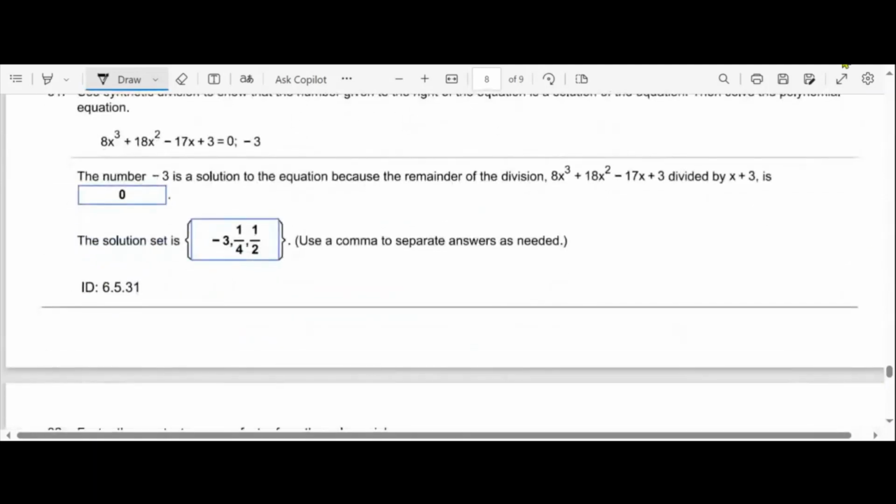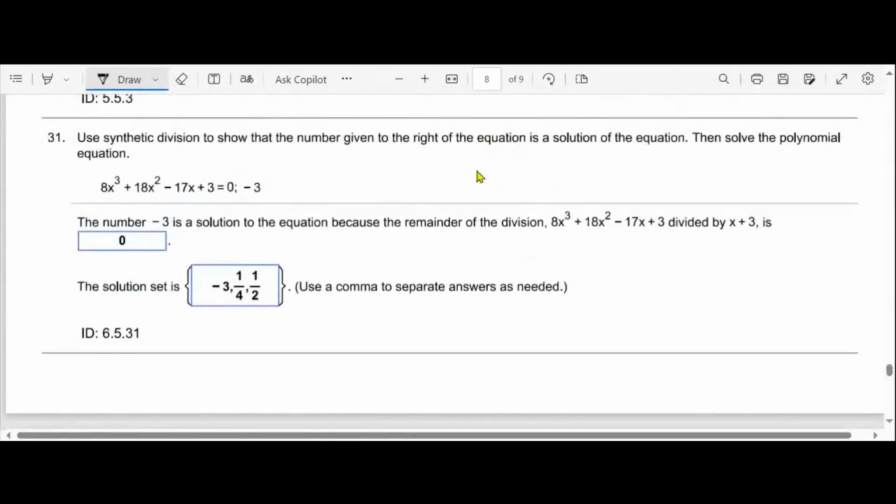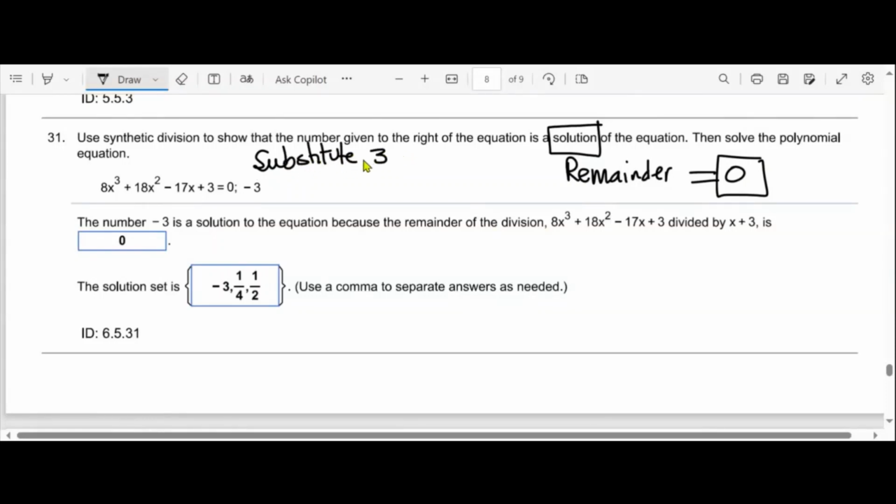Okay. Number 31. Use synthetic division to show that the number given to the right of the equation is a solution of the equation, then solve the polynomial equation: 8x to the power of 3 plus 18x to the power of 2 minus 17x plus 3 equals 0, with the number minus 3. The number minus 3 is a solution to the equation because the remainder of the division of 8x cubed plus 18x squared minus 17x plus 3 by x plus 3 is 0.